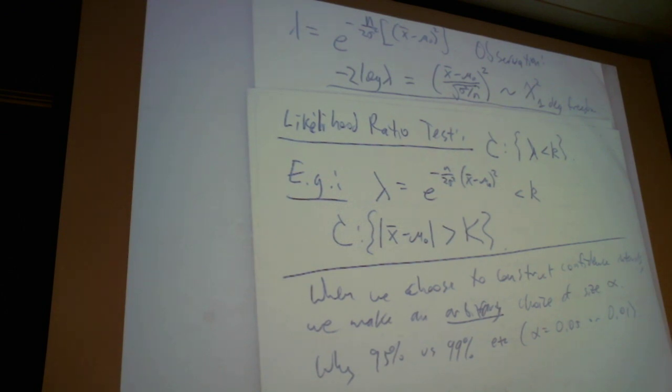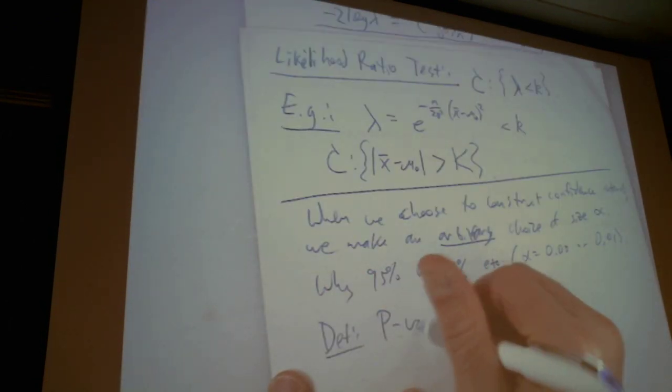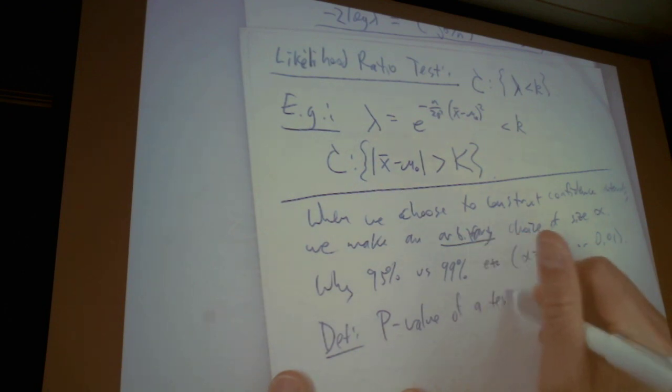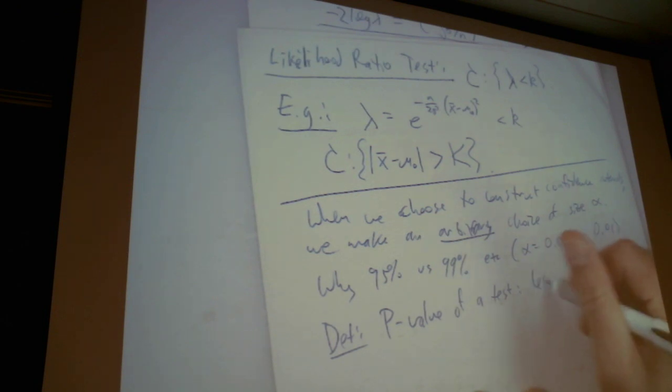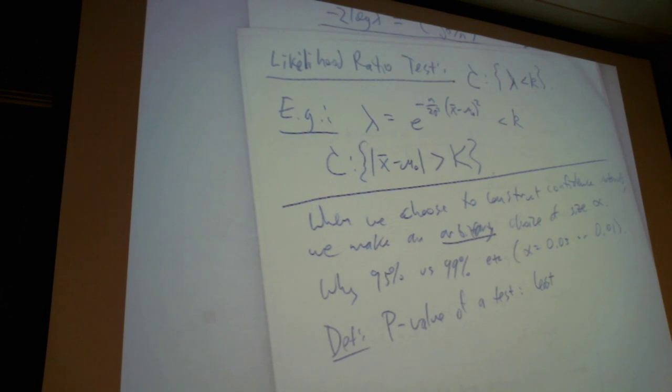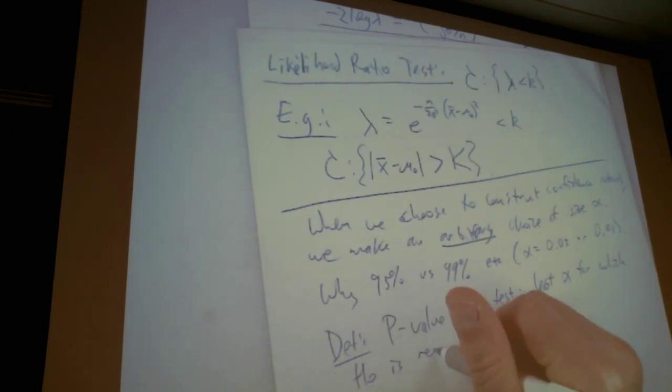So instead of choosing confidence intervals, the p-value, it's a definition: the p-value of a test is the smallest alpha for which we reject the null hypothesis. So the least alpha for which the null hypothesis is rejected.